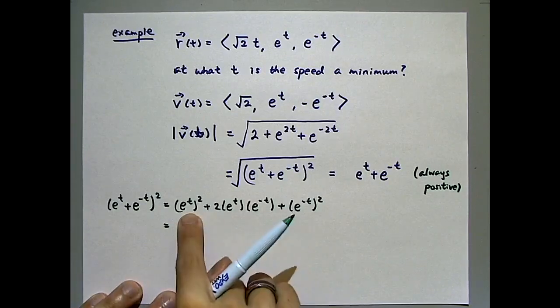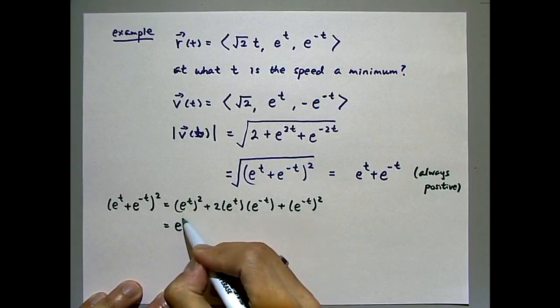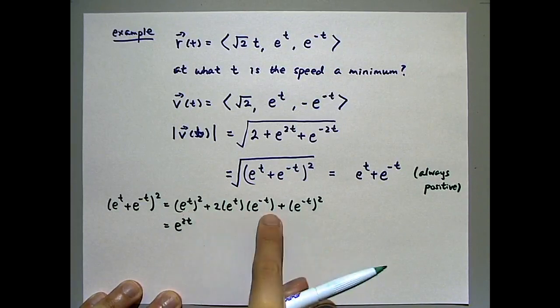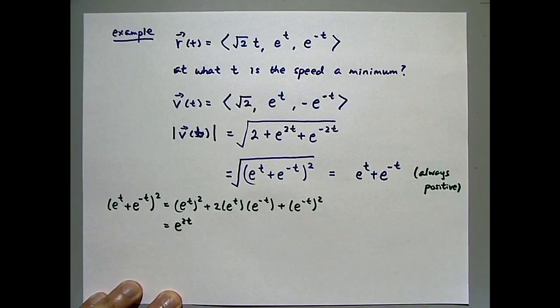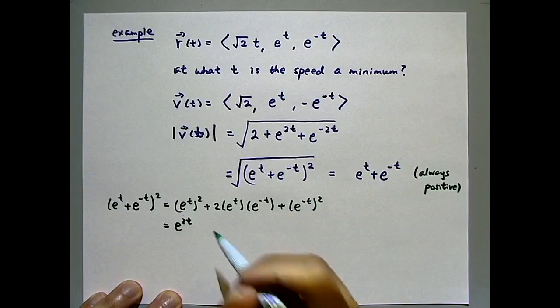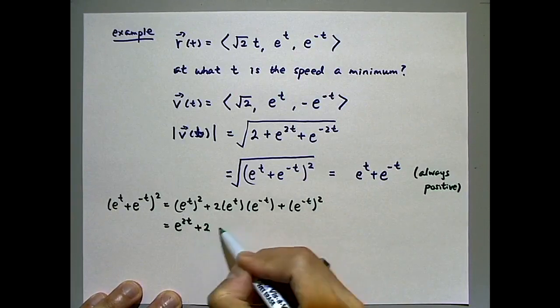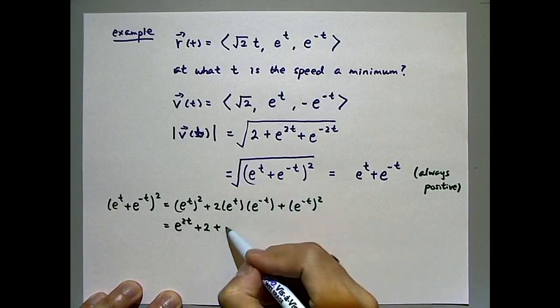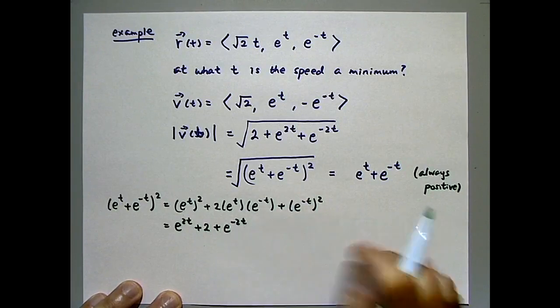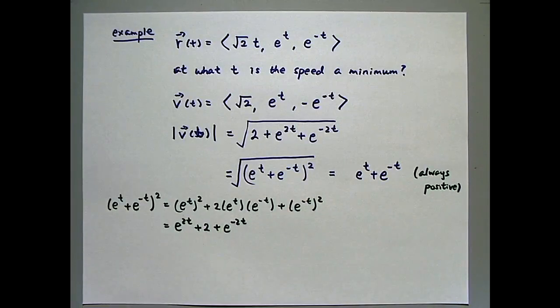So you see, this is e to the 2t. E to the t times e to the minus t is e to the 0, and that's a 1. So there's your 2 here. And then this guy here is e to the minus 2t. Does that make sense? Is that okay, everybody? Yeah? All right.